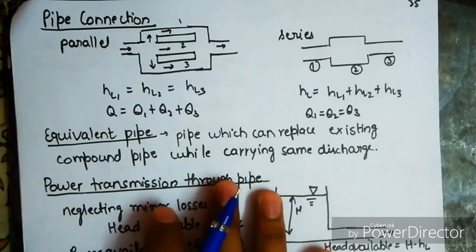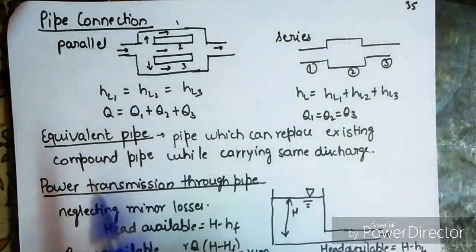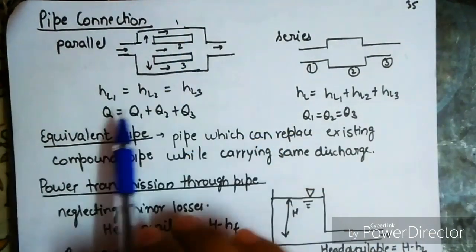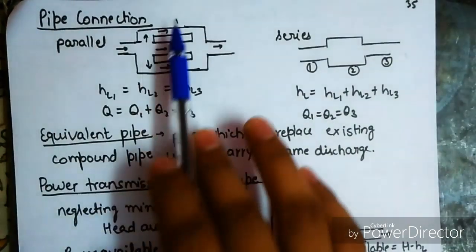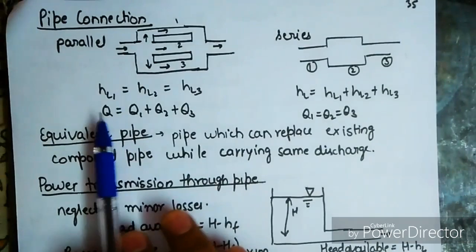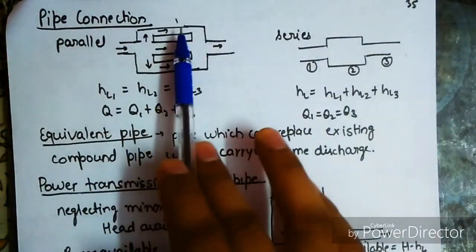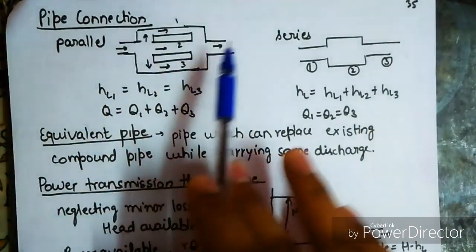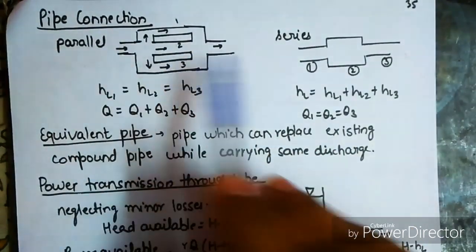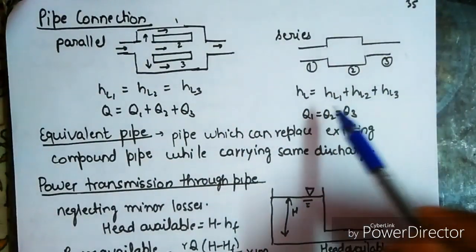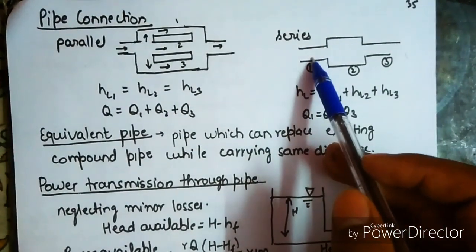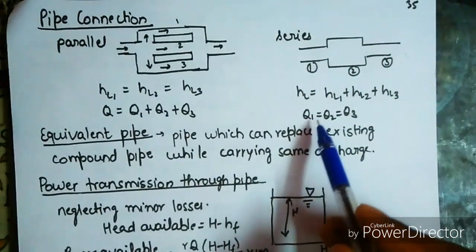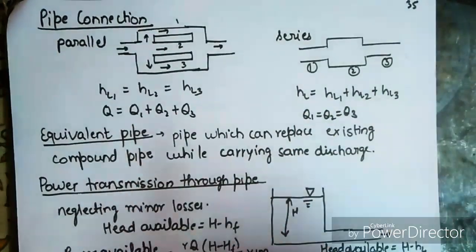Next is the pipe connection. Pipe connections are of two types, either parallel or series connection. In the parallel connection, we have the head loss the same for all these cases 1, 2 and 3. Q, the value of discharge, is the sum of 1, 2, 3. Very easy to understand. In the series connection, the head loss is HL1 plus HL2 plus HL3, the sum of these three, the head loss occurring in 1, 2 and 3. And Q is the same in 1, 2 and 3.